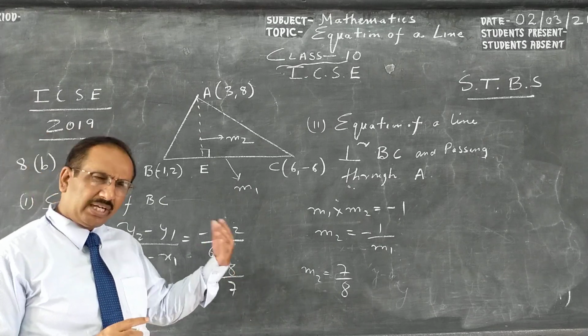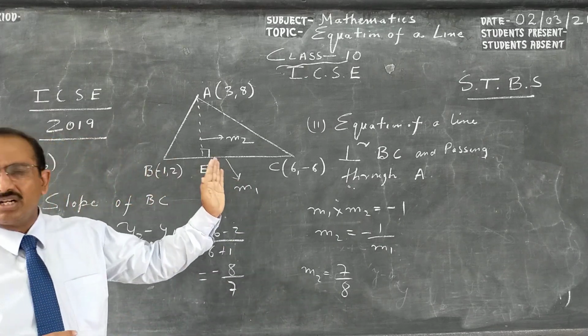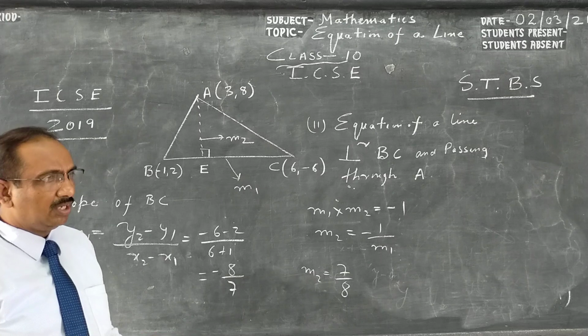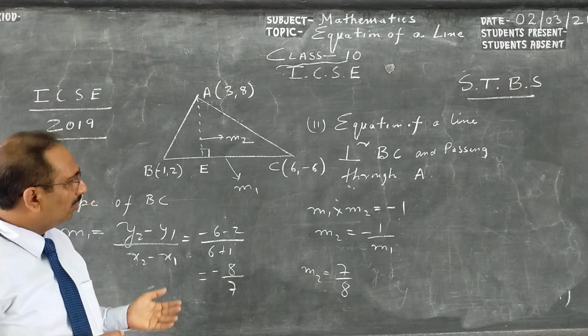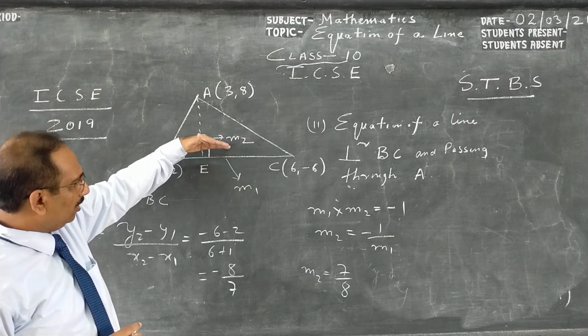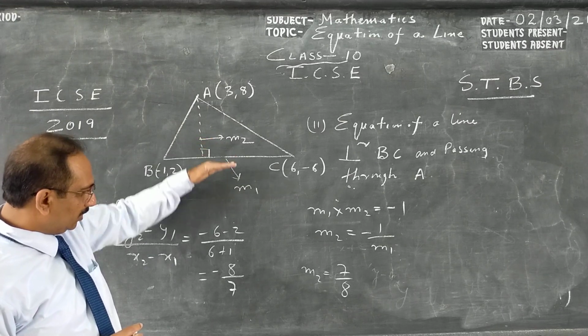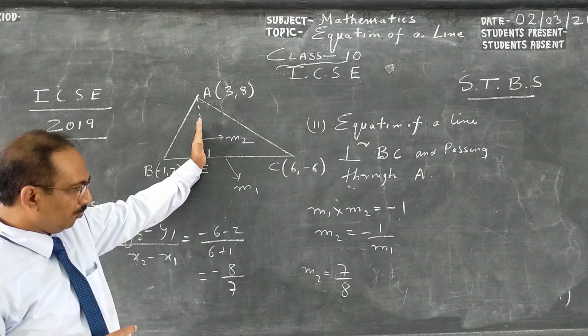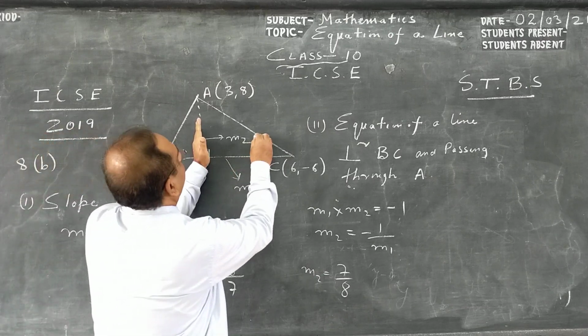Negative reciprocal. When I do another question, I'll deal with that. I'll come to slope, it's a very important concept, so I'll make a separate video for that. But today we are doing the equation of a line. So you remember this line, the slope is minus 8 by 7. Therefore the slope of the perpendicular line is 7 by 8.